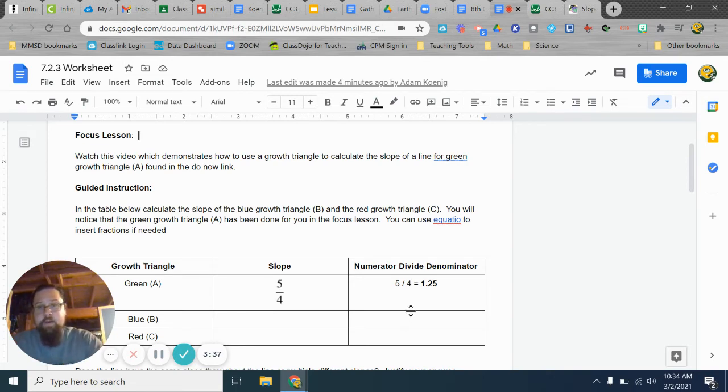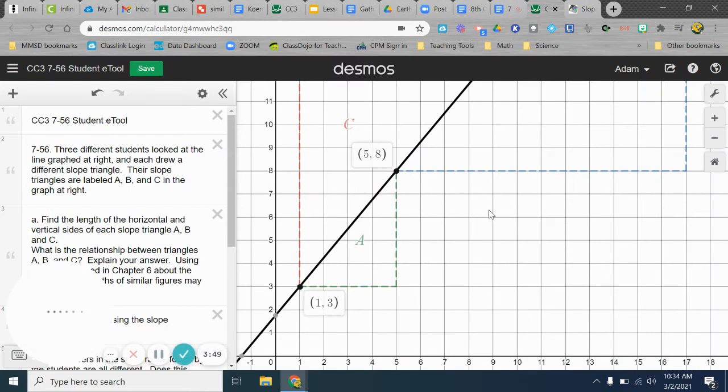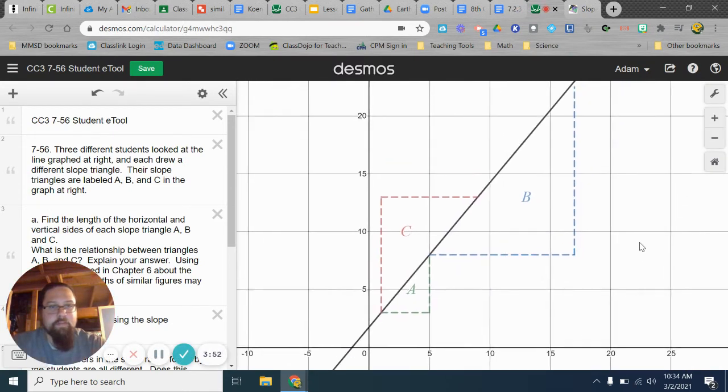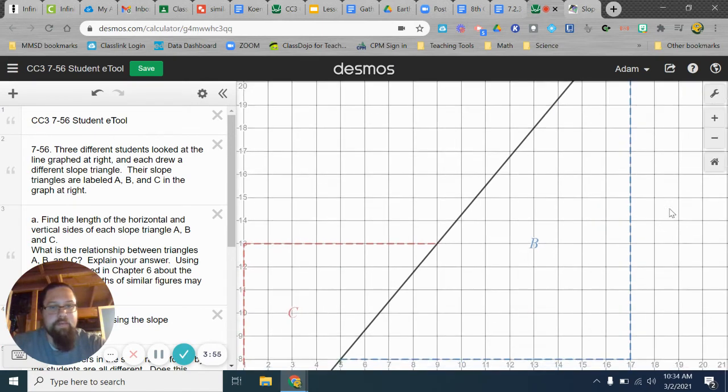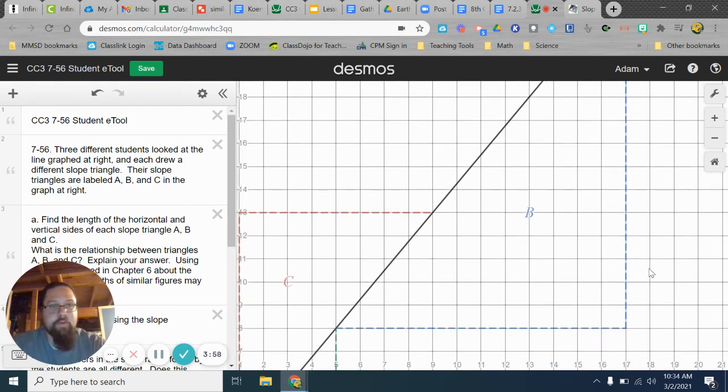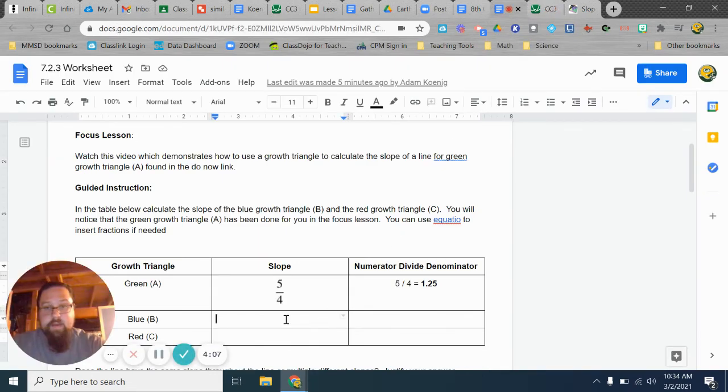So your part now comes in where you need to do the same thing I just demonstrated for the blue growth triangle B and the red growth triangle C. So you'll be going back to here. May need to zoom out a little bit and then locate B. Okay, you're going to figure out again the vertical and horizontal changes of B and C and express those as a fraction for slope. You need a fraction in this box, a fraction here, and then you'll actually do the division. So numerator divided by denominator. So eventually you'll have this whole thing filled out.